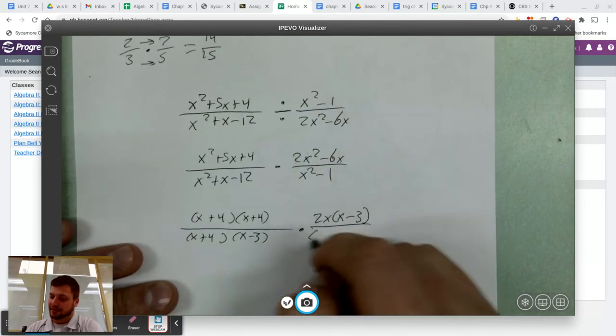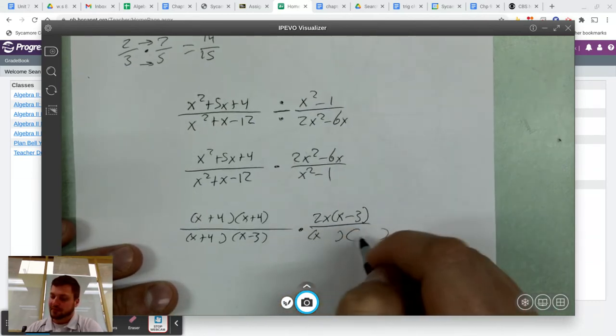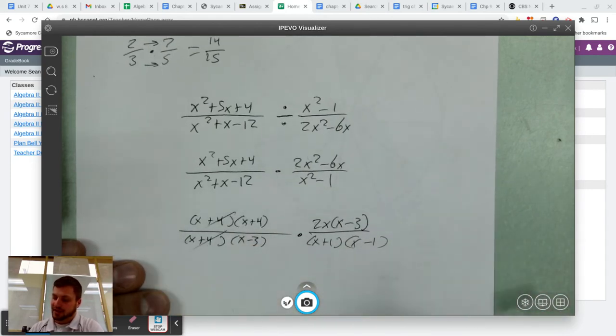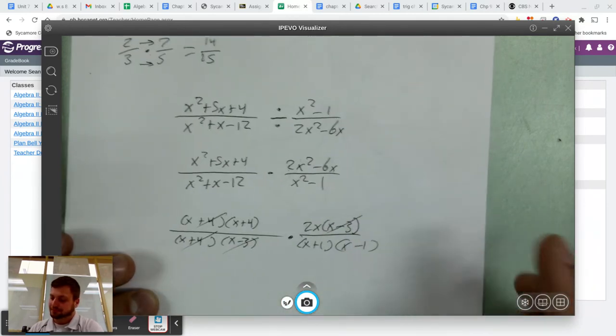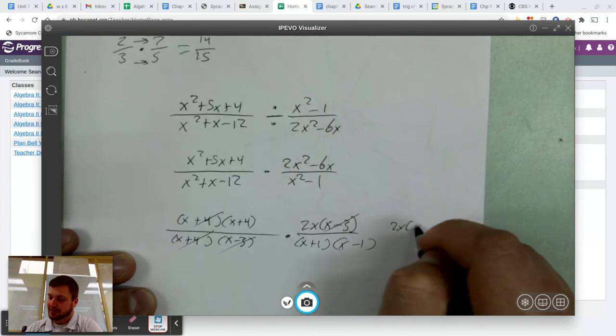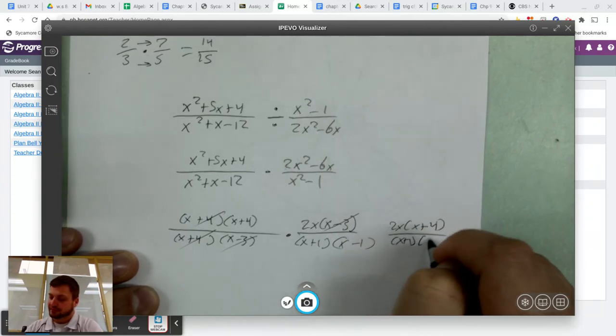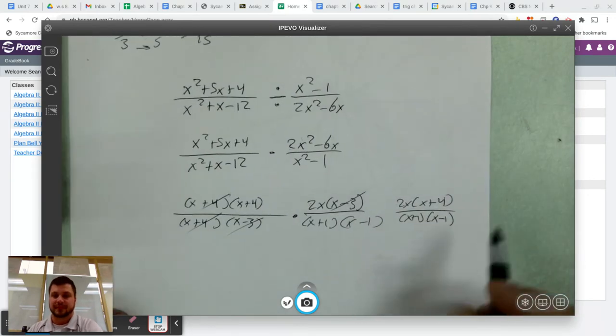Here, this binomial is in fact a difference of squares. That's x plus 1, x minus 1. So let's see here. x plus 4, top and bottom. x minus 3, top and bottom. So I'm left with 2x, x plus 4, over x plus 1, x minus 1. And that'd be done.